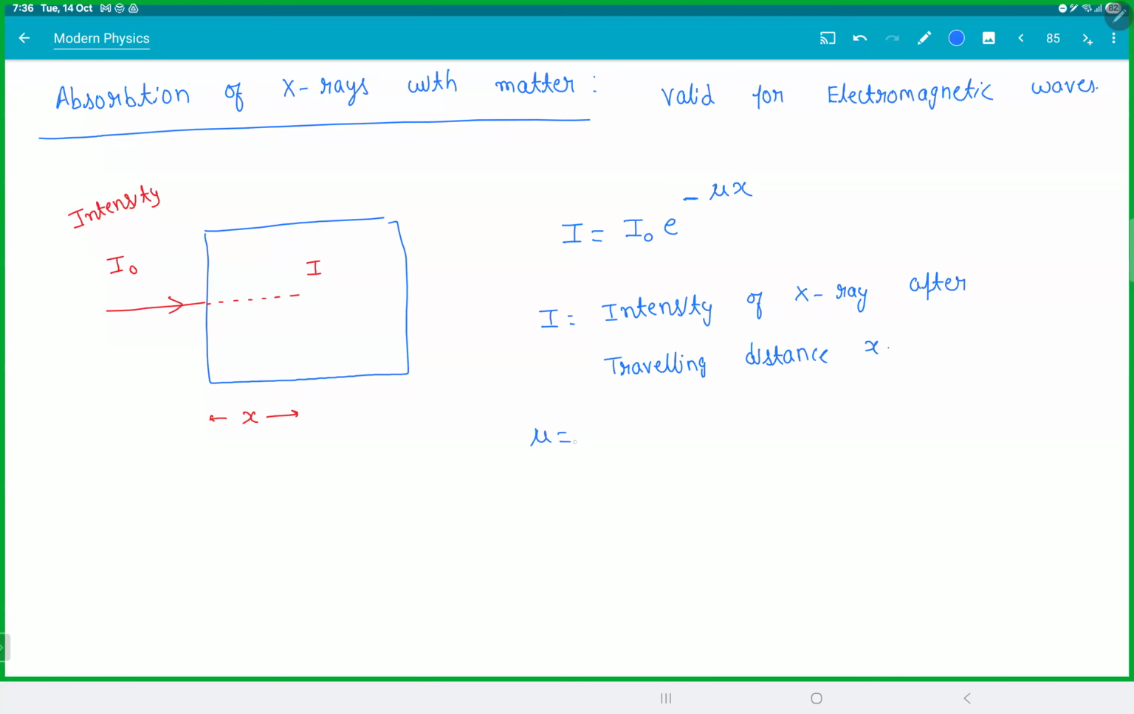Mu is the absorption coefficient. So if you take lead, mu's value is pretty high. If you take something like copper sheets, mu's value is very less. So lead absorbs X-rays much better than copper sheets.